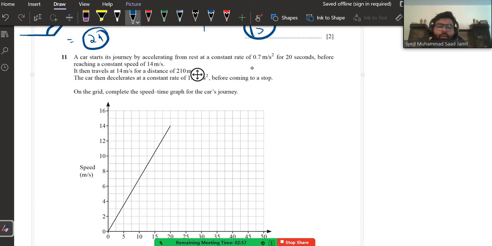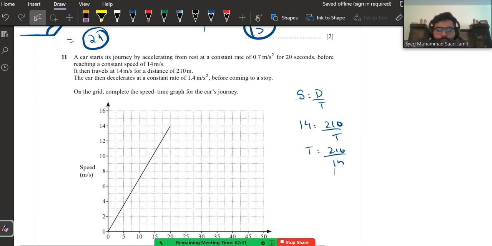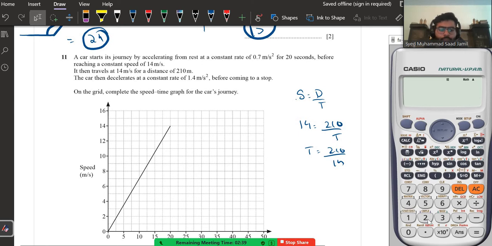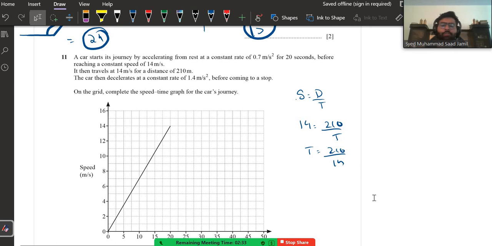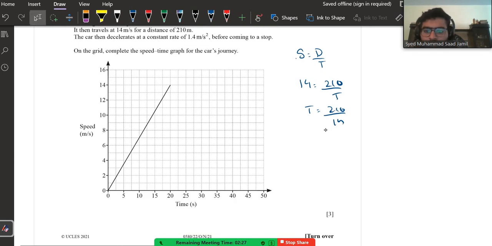So speed is equal to distance upon time. Alright, the speed was 14 meters per second, distance is 210 upon time. So time is equal to 210 divided by 14. If I do this, 210 divided by 14, 15. So this basically means the car traveled 15 seconds at this speed. From 20 to 25, 5 seconds, 10, 15.